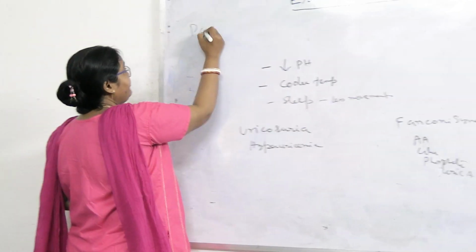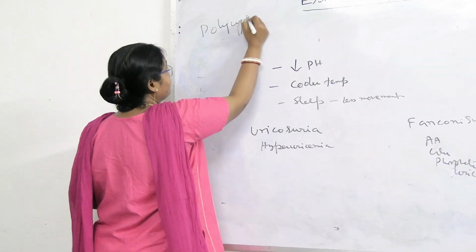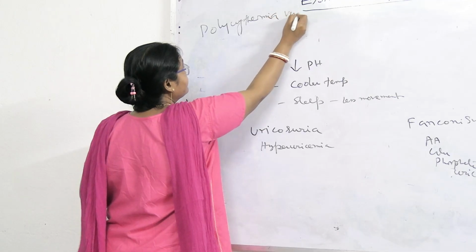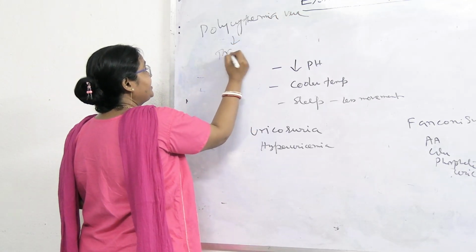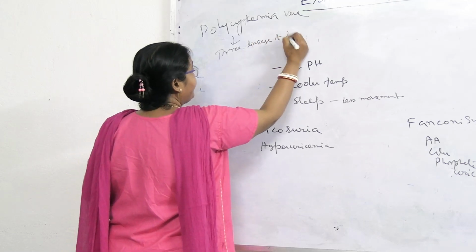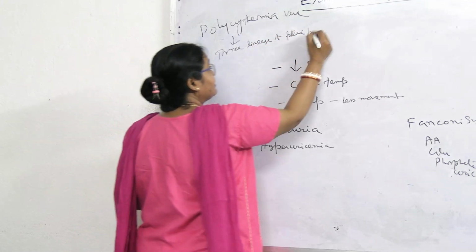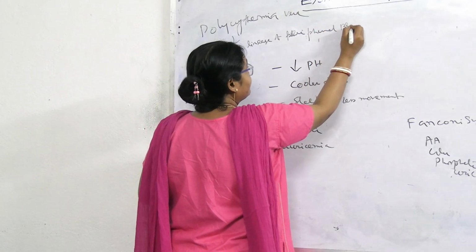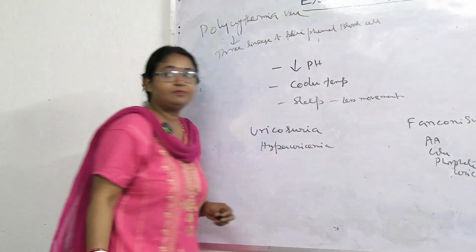Other than Fanconi syndrome, you have polycythemia vera. These three lineages of peripheral blood, WBC, RBC and platelets, would be increased. So there is increased production and increased destruction, so uric acid will be more. Polycythemia vera will cause increased uric acid.